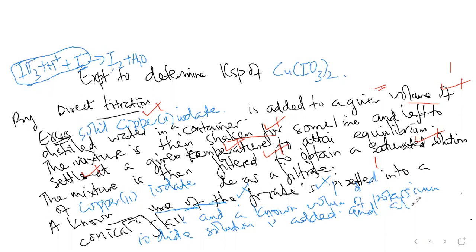And also a known volume of sulfuric acid is added. Why do we add sulfuric acid? To introduce the hydrogen ions, or to acidify.